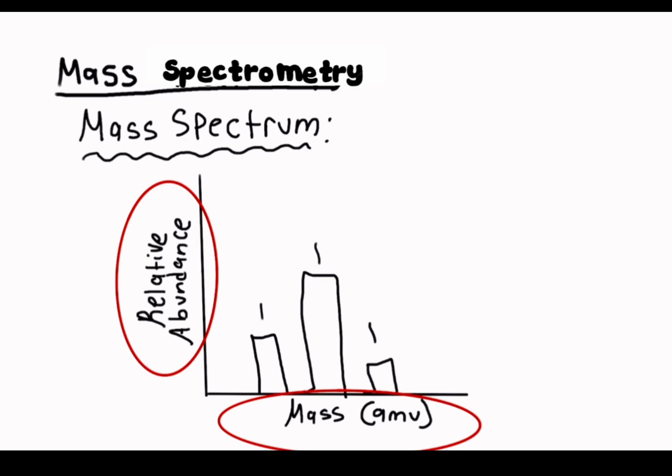If you see a spectrum with a huge peak near 35 AMU and a smaller one near 37 AMU, that's chlorine. Why? Because chlorine naturally exists mostly as chlorine-35 with some chlorine-37. That pattern is like an ID card for the element.